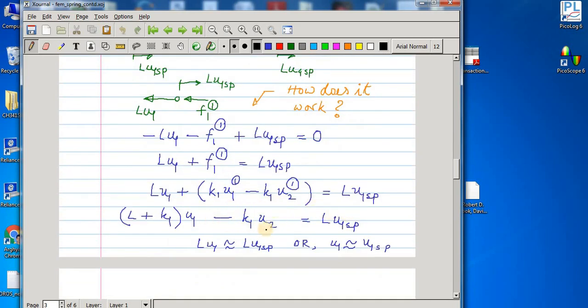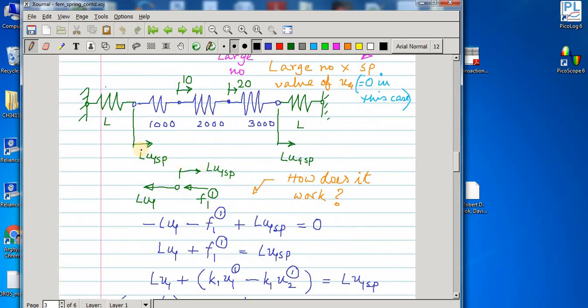And the idea behind this penalty function method is, since this L is very large, L into U1 will be larger compared to K1 U1. So approximately L U1 should be equal to L U1 specified. So U1 should be equal to U1 specified. So this is the idea behind this.